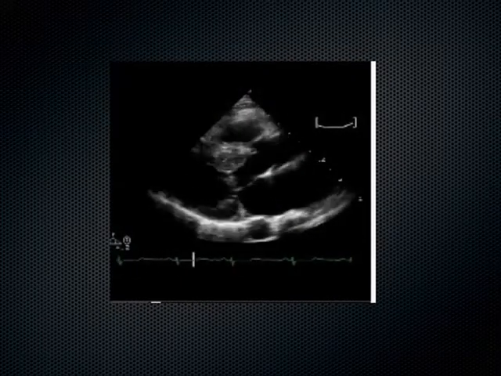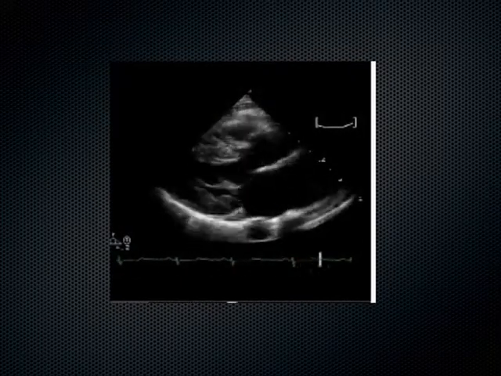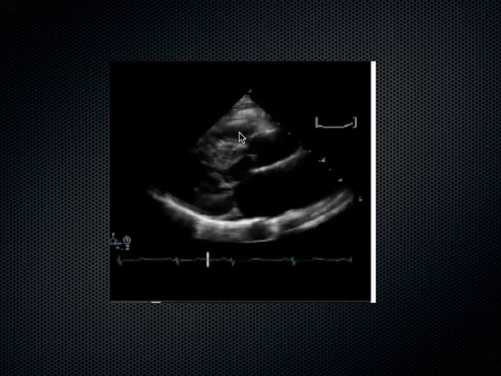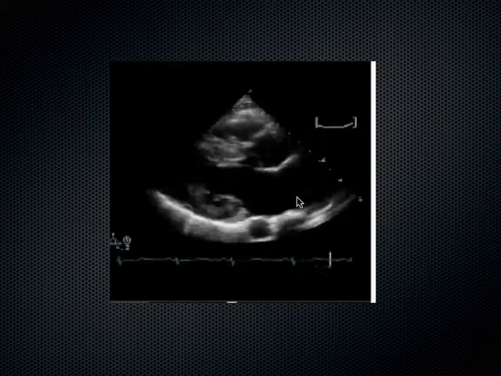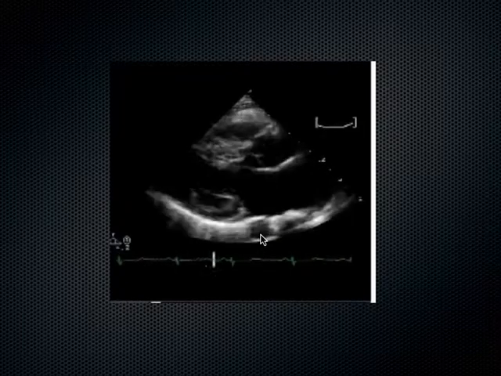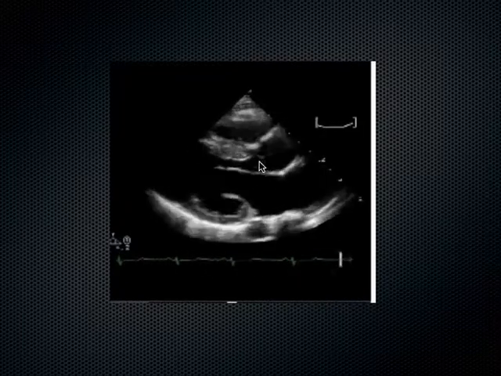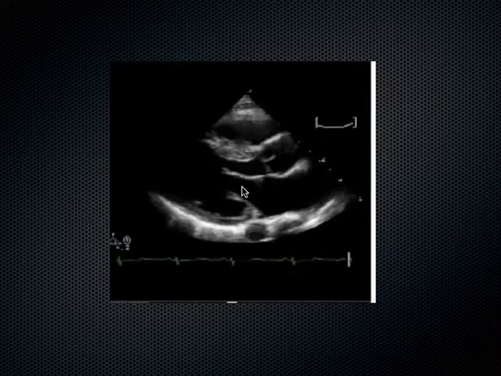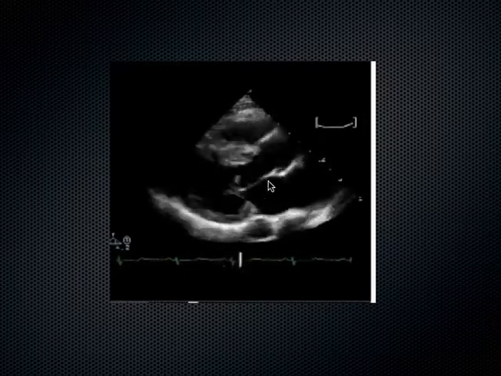Now look very closely at the mitral valve. Okay, so this is the parasternal long axis. Here's the RV, here's the LV, the left atrium. The descending aorta is seen here. You guys know all this. This is the aortic outflow tract seen here. But I want you to look very closely at that mitral valve.